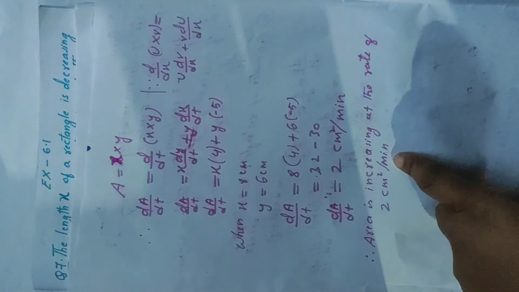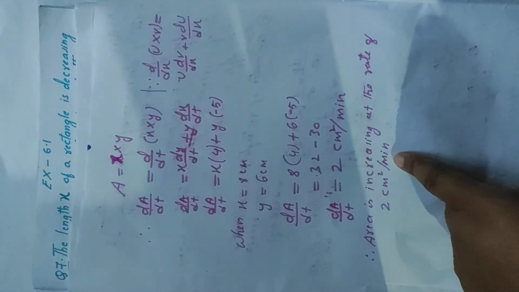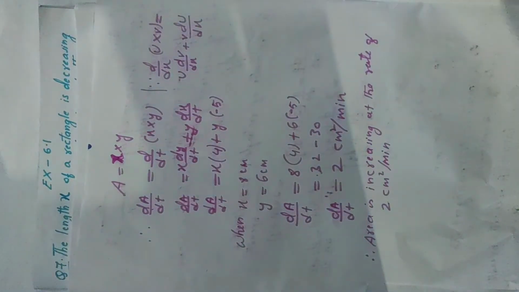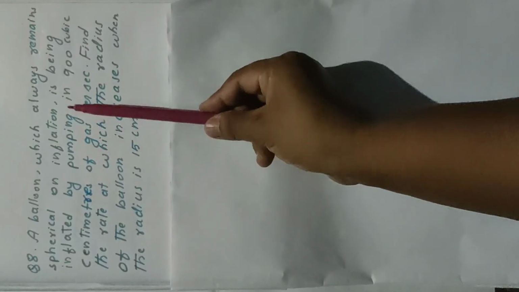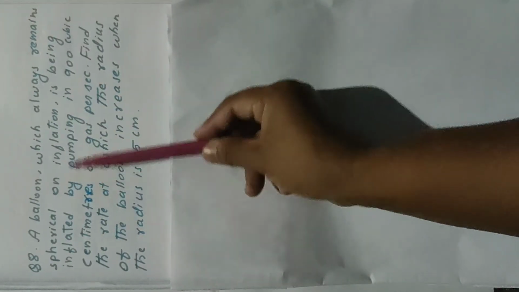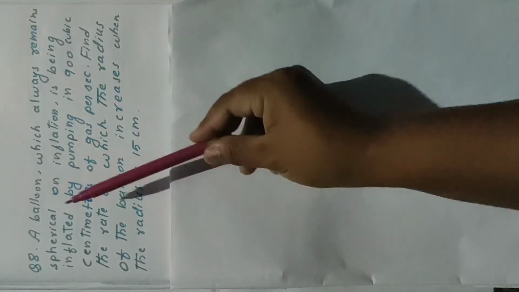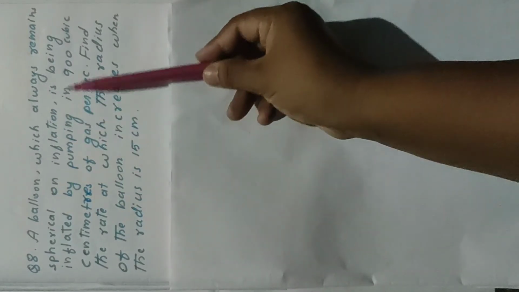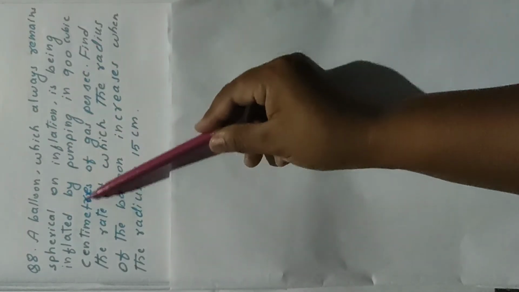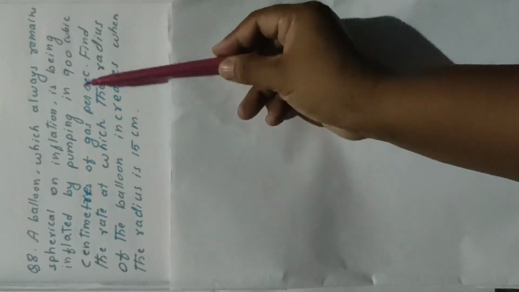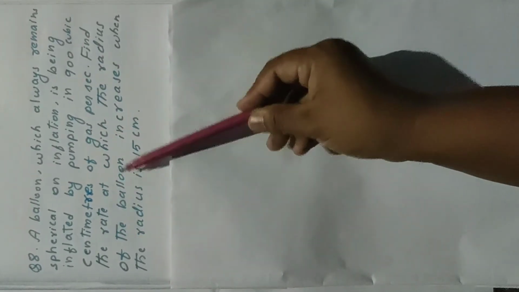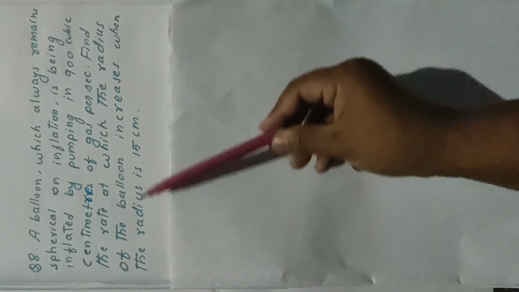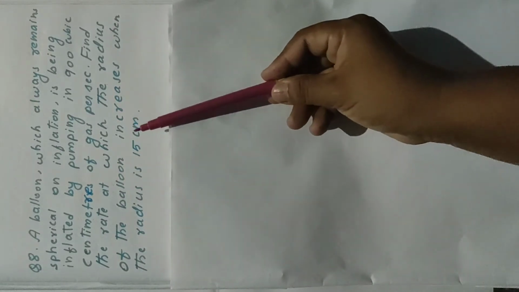Now next we are going to solve question number 8. So here is the question number 8. A balloon which always remains spherical on inflation is being inflated by pumping in 900 cubic centimeters of gas per second. Find the rate at which the radius of the balloon increases when the radius is 15 centimeter.